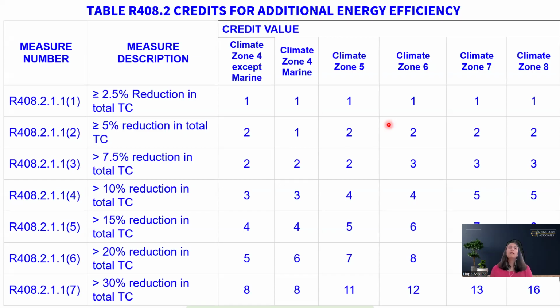Now, the first one here is demonstrating that you have a reduction in TC. TC is talking about thermal conductance. So basically, you are now demonstrating the thermal bridging, thermal conductance that's part of the design. And if you're able to demonstrate that you're reduced by whatever percentage of it, then you get to count that as part of your additional efficiency.